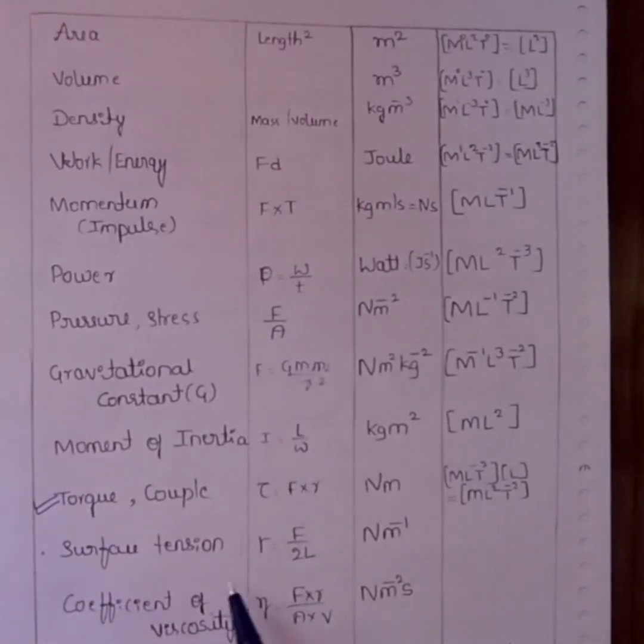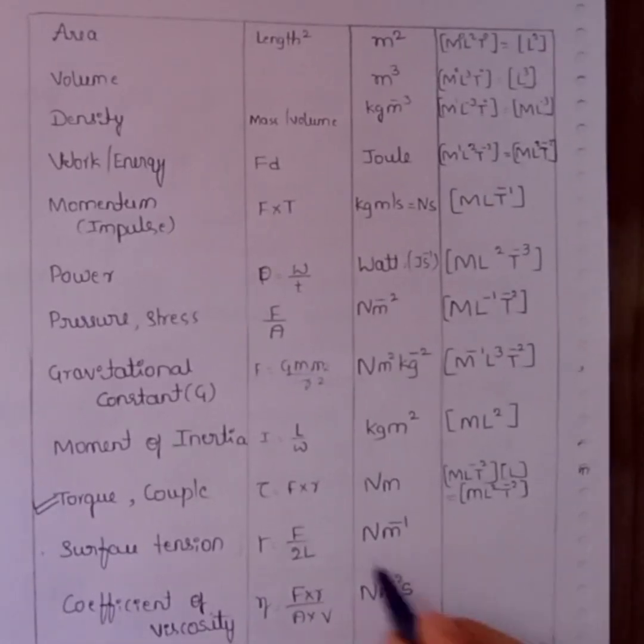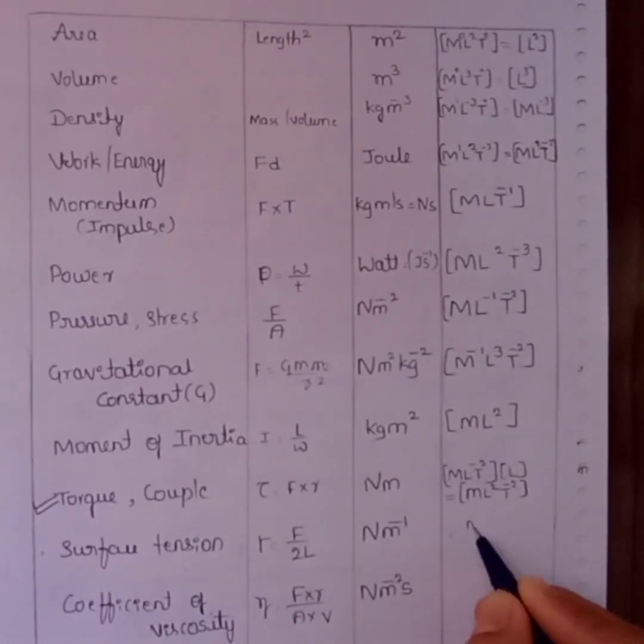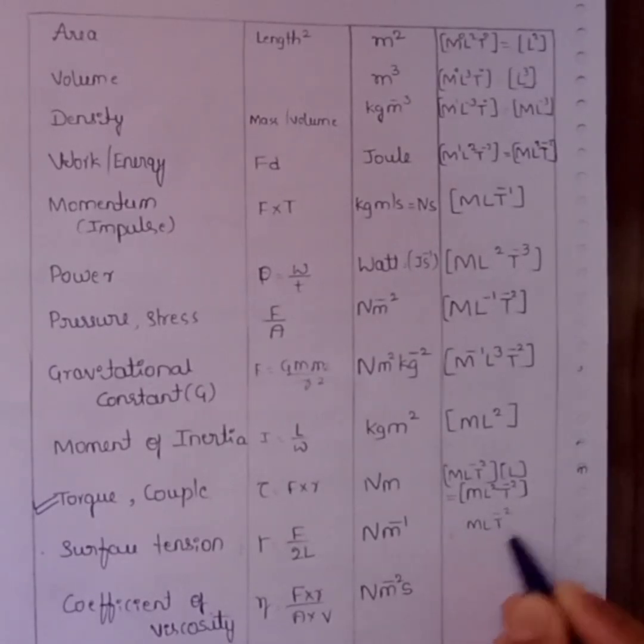Next one, it is surface tension. Surface tension is equal to force divided by 2 into L. In units, Newton per meter. Then how do we write the dimensional equation for surface tension? For force, it is M L T^-2. For length, it is L.